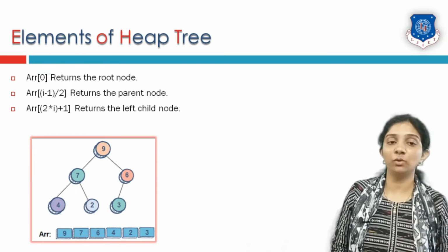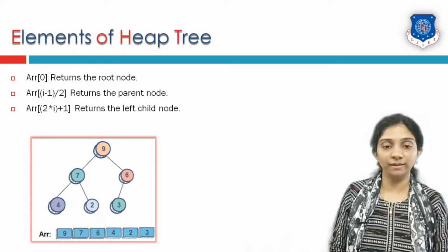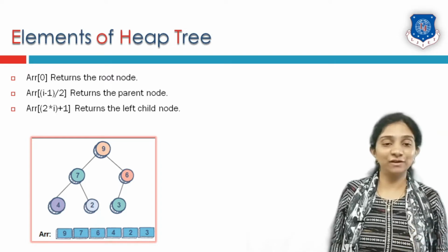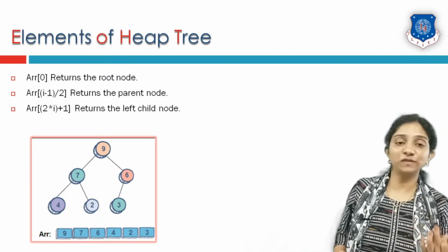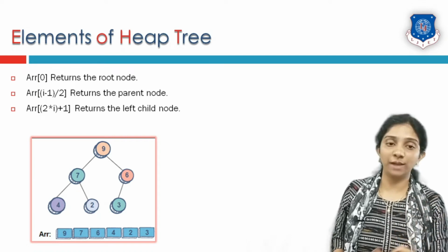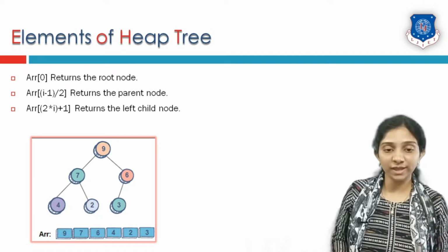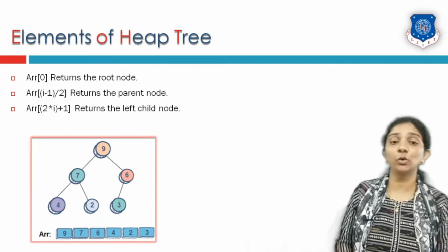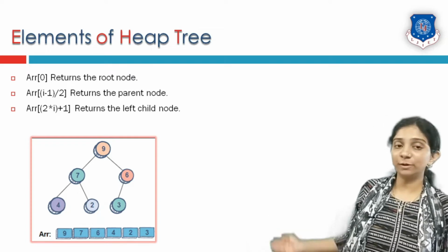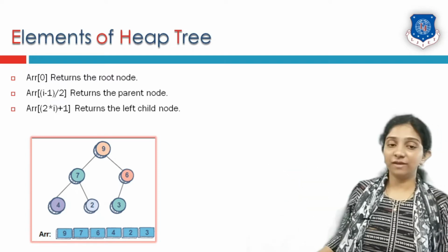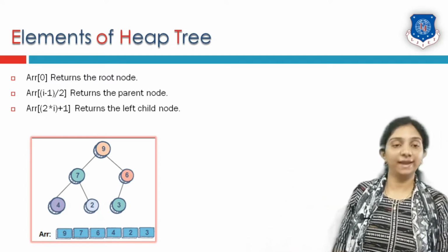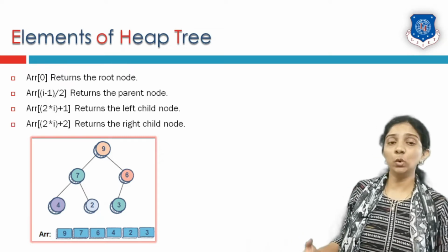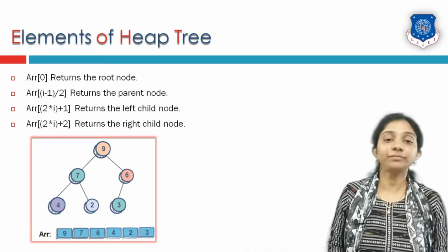The left child of any node is 2i plus 1. For example, take element 7. What is the left child of element 7? The index of 7 is 1, so 2 into 1 plus 1 equals 3, which is the left child of element 7, equal to element 4. These properties are important if we are looking at this tree from an array. Similarly, the right child is obtained from 2i plus 2.